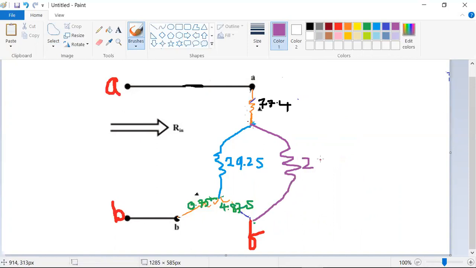This will be 29.25. So here, hope you understand what I'm trying to say. Now you got some reduction of your circuit. Here we observe a few of the resistors like 4.875 and 29.25 are there. Let me convert this star to delta. Let's see how that will happen.